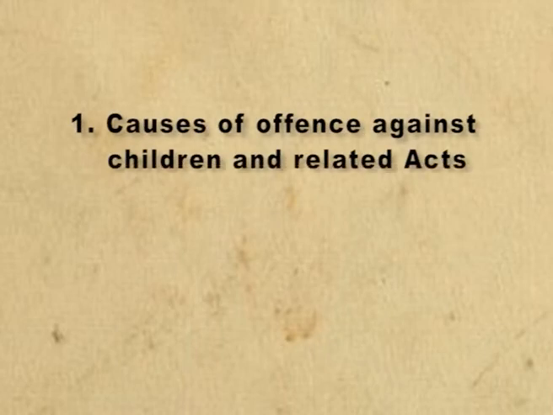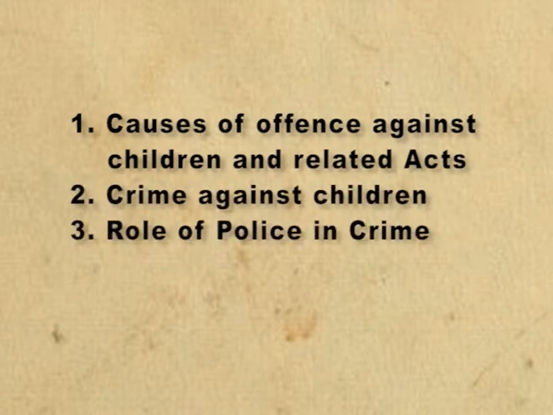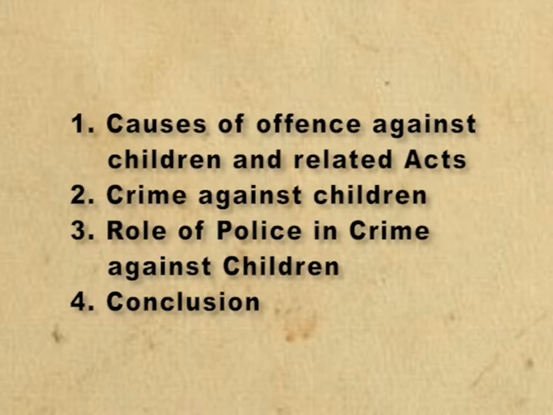I am delighted to present this lecture on crimes against children in India, which is taught in BA second semester. Before we start our chapter with the introduction of this chapter, let's look at the other modules we will study in this chapter. Module 1, Causes of Offence Against Children and Related Acts. Module 2 is regarding crime against children. Module 3 is role of police in crime against children. And the last module, which is module number 4, is regarding conclusion.